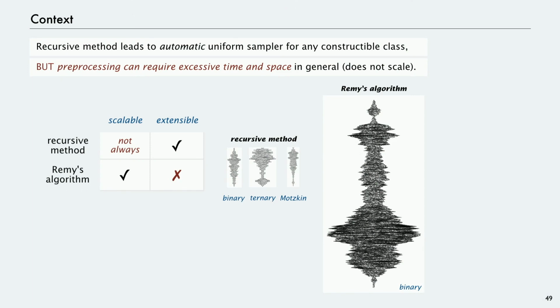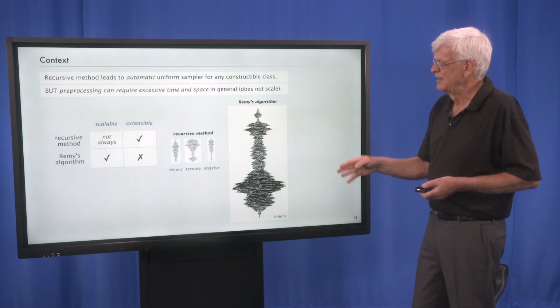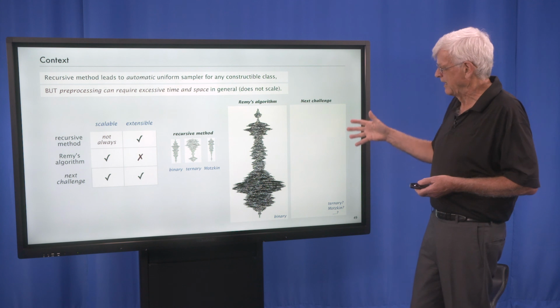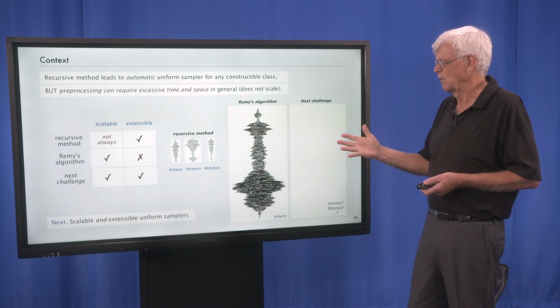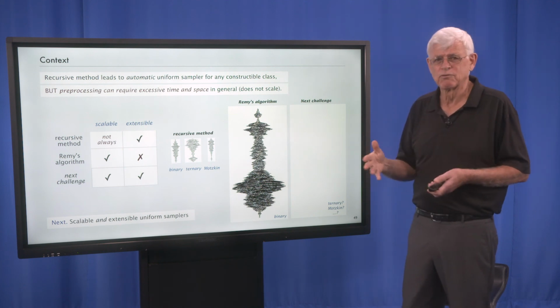With Rémy's algorithm, we were able to get huge trees, but it's not extensible. And really, what we want to look at in the next challenge is, can we get big trees of all types, and other combinatorial objects of all types, in an extensible manner? That's what we want to look at next: scalable and extensible uniform samplers.